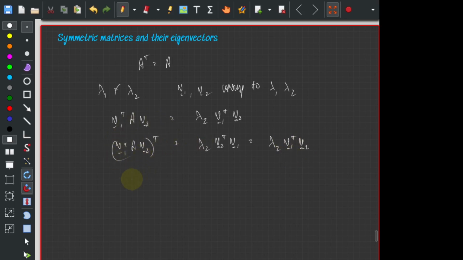Now let's look at this quantity. What is this equal to? This is v2 transpose A transpose v1. But what is A transpose equal to? It's equal to A. So this is v2 transpose A v1. This is equal to lambda 1 times v2 transpose v1, which is the same as lambda 1 times v1 transpose v2. Correct? You're all with me at this point?